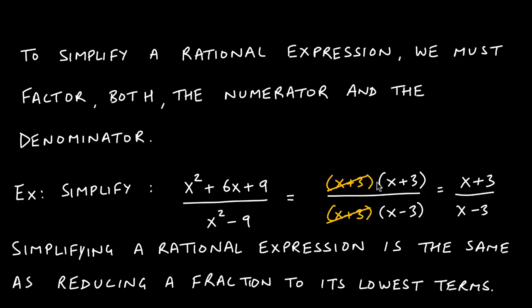Now you'll notice that I have x plus 3 times x plus 3 in the numerator. I have x plus 3 times x minus 3 in the denominator. I can cancel one x plus 3 from the top and bottom, and then I'm left over with just this x plus 3 that stays on top, and the x minus 3 that's on the bottom stays on the bottom. So as we can see from this example, simplifying a rational expression is the same as reducing a fraction to its lowest terms.